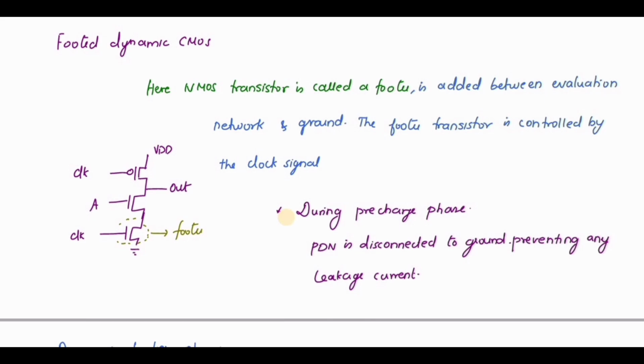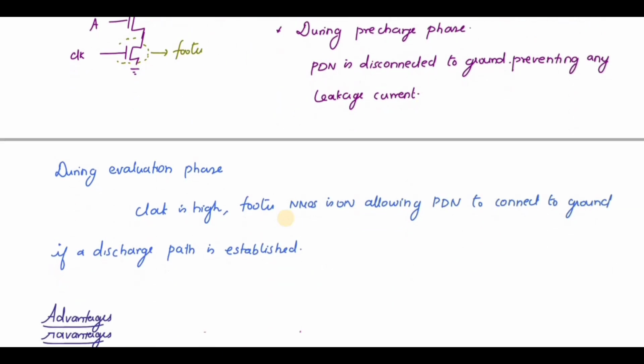So, what happens during the pre-charge phase? During the pre-charge phase, the clock value is 0, so the VDD value will reach the output. Therefore, since the clock value is 0, the footer transistor is off. So the PDN, that is the pull down network, is disconnected from ground, which will prevent leakage current. That is, there is no path from VDD to ground.